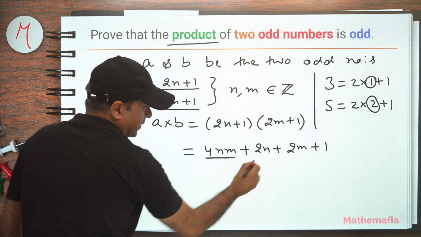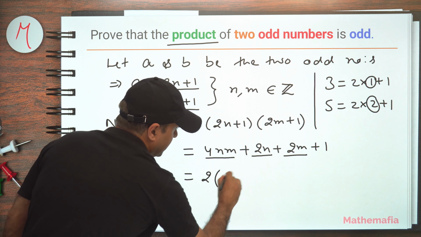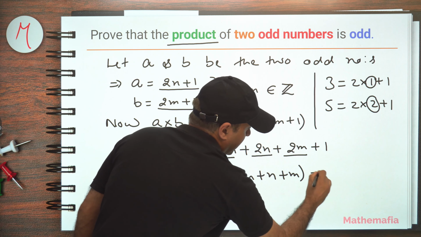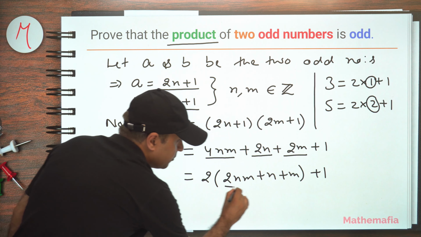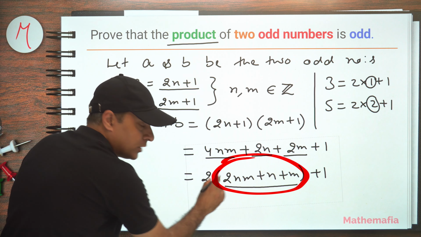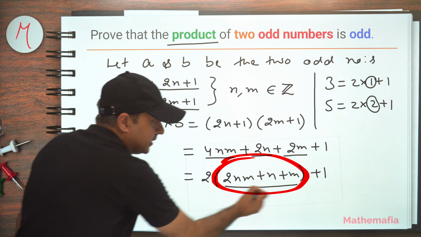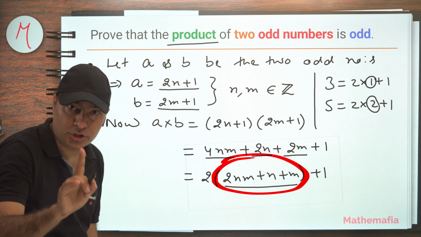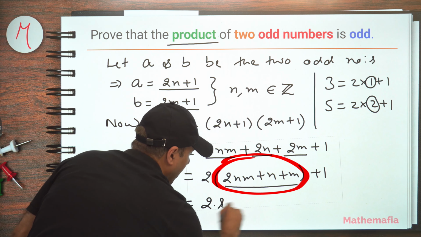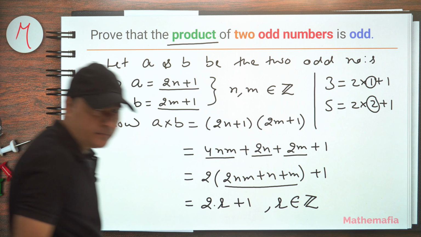Now this is an even number, this is an even number, this is an even number, so let's take 2 common, and inside it will be 2nm plus n plus m and then plus 1. Now if you look at this part, 2 is an integer, n is an integer, m is an integer, so this will produce another integer plus an integer plus another integer, so this entire part will give me one integer. So let's call it r. So if I call it r, this will be written as 2 into r plus 1, where r is an integer, right?